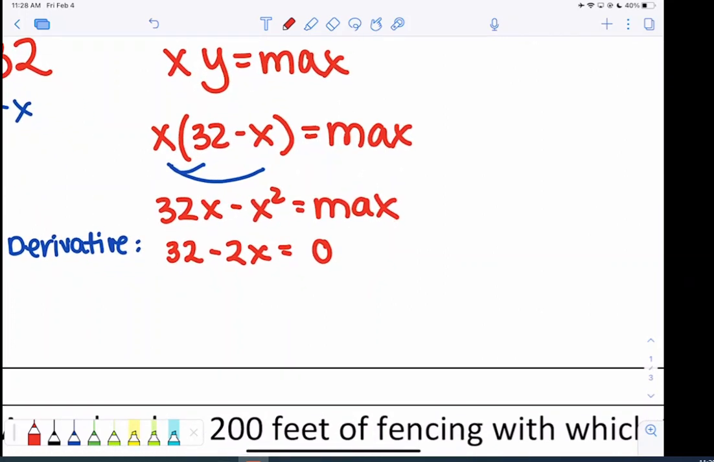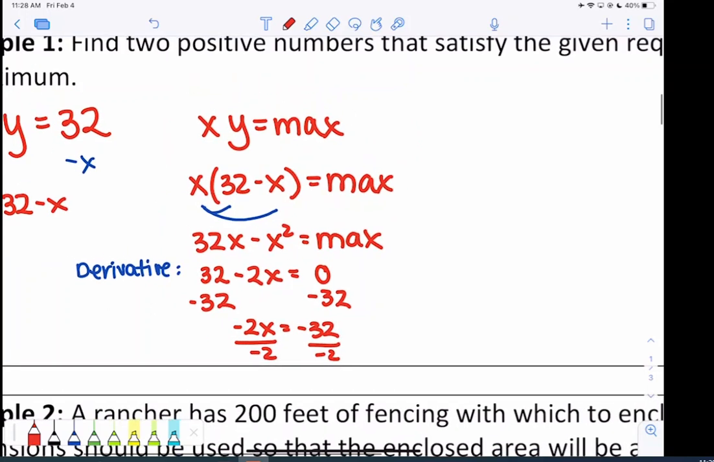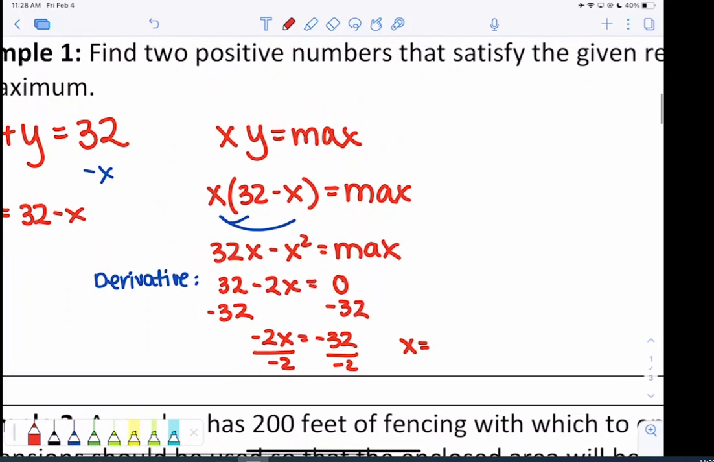Yep, I need to subtract 32 from both sides. That will leave me with negative 2x equals negative 32. Then I divide by negative 2. So my x is equal to positive 16.